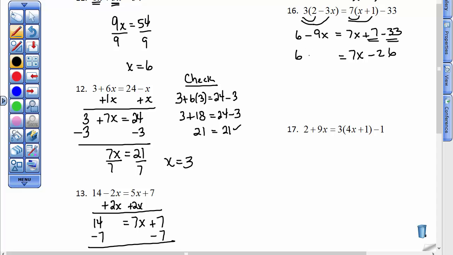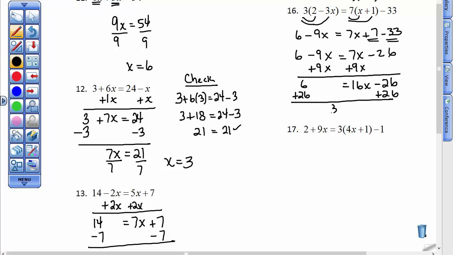And then now I've got two terms on each side. Two terms over here, two terms over here. So I personally am going to choose to add 9x to both sides because that will cause this right side to have a 16x. So I love to keep that coefficient positive. And then I have to add 26 to both sides. So it looks like I'm going to have a 32 on the left.